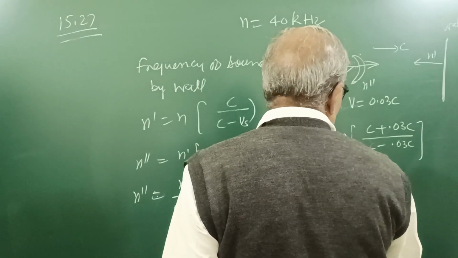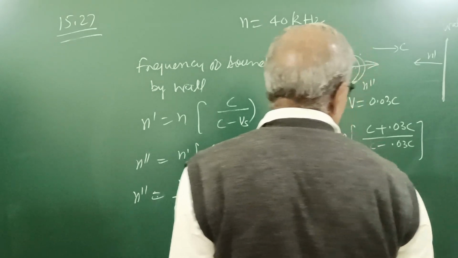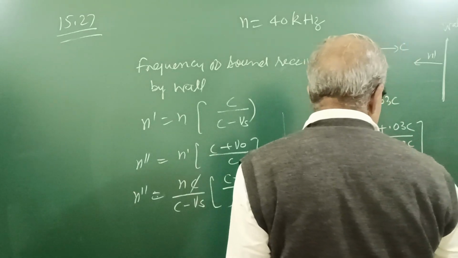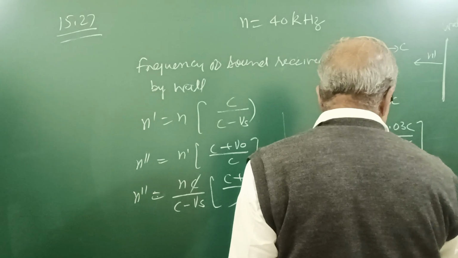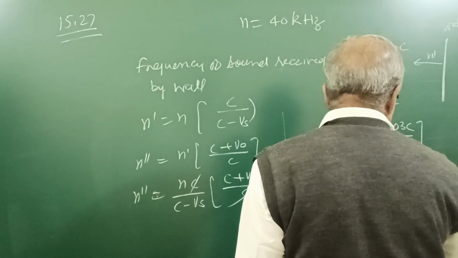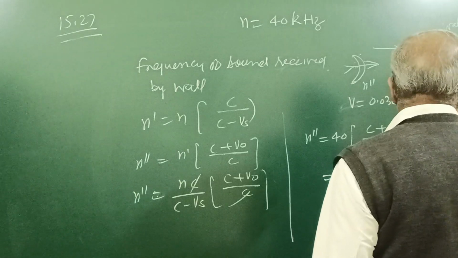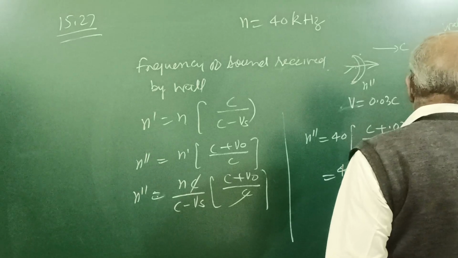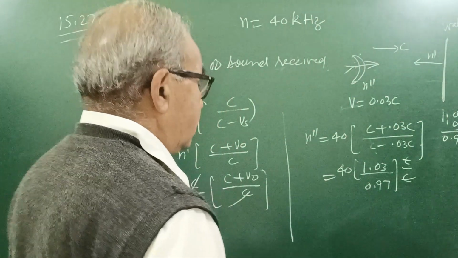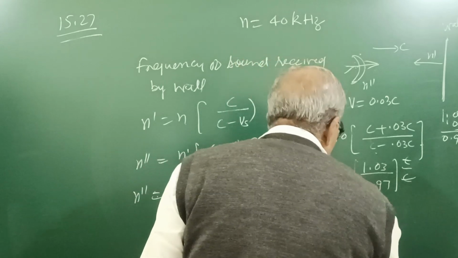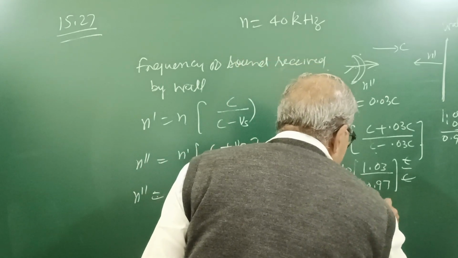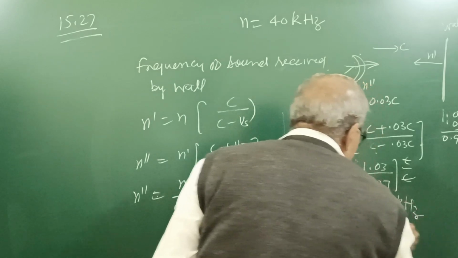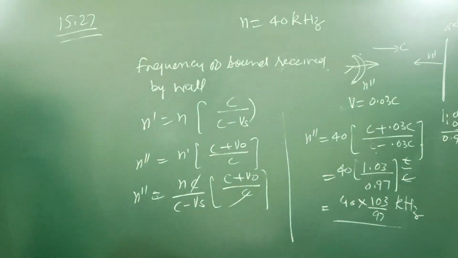40 into 1.03 upon 0.97, c cancels, c common. So it is 40 into 103 upon 97 kilohertz. You can divide and multiply, you get the answer.